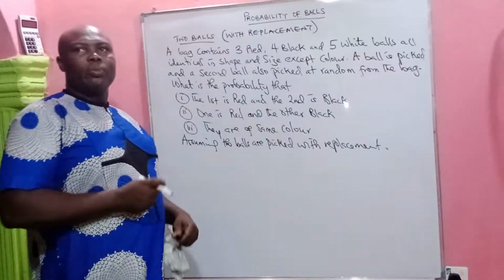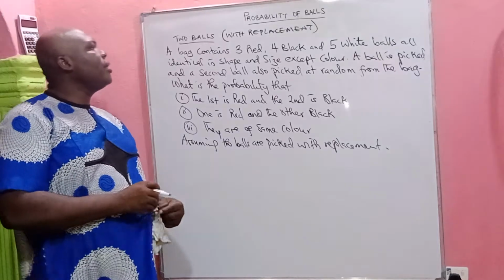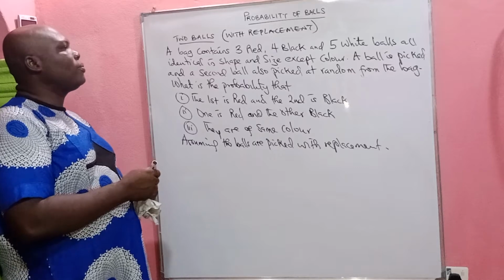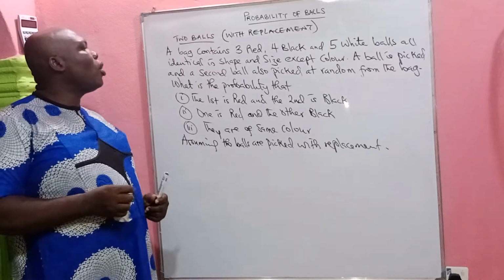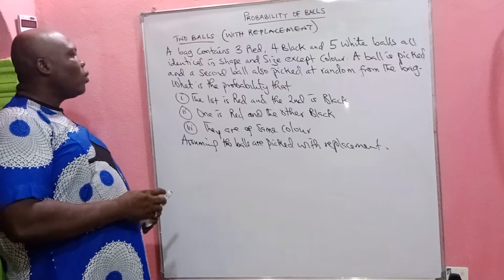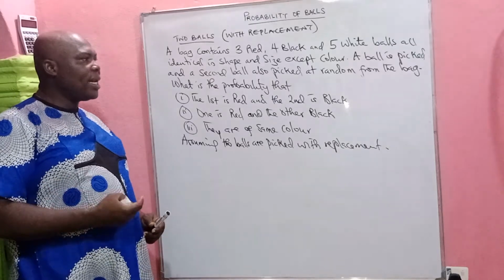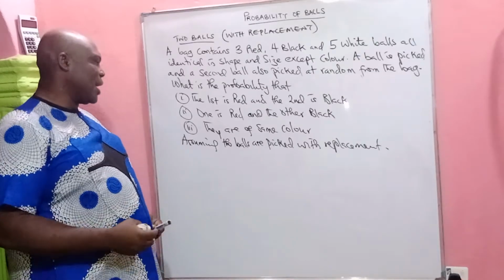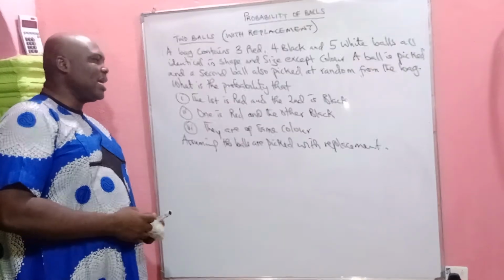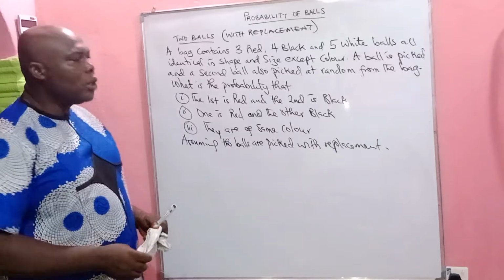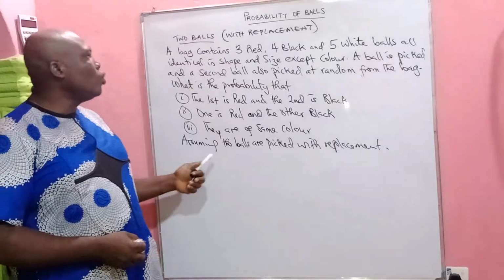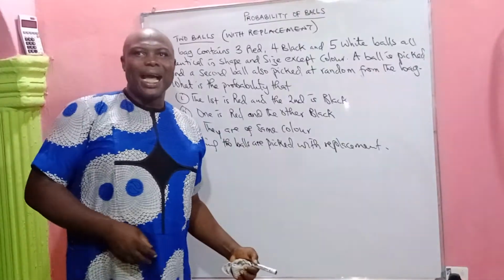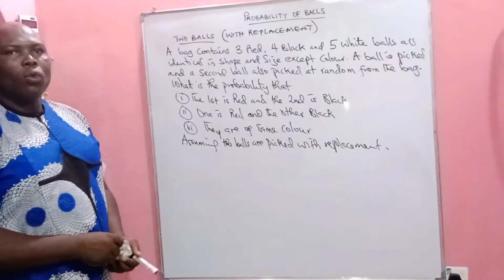All right, so we want to solve this on the board. They said a bag contains 3 red, 4 black, and 5 white balls, all identical in shape and size except color. A ball is picked and a second ball also picked at random from the bag. What is the probability that the first is red and the second is black? What is the probability that one is red and the other black? And then what is the probability that they are of the same color? So we want to take this. But they said we should assume with replacement, which means when you pick the first ball, you replace it and then pick a second ball. So we want to handle with replacement.